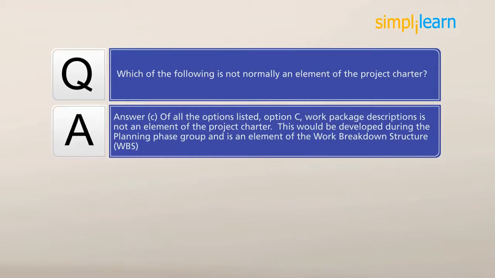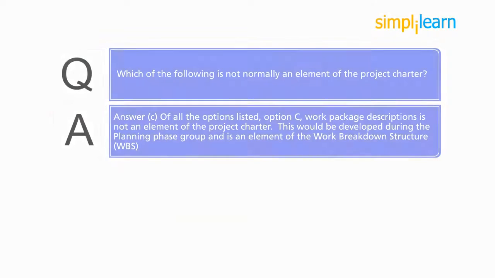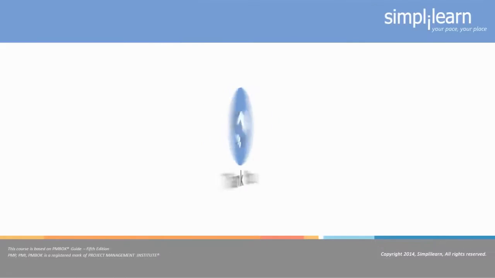The answer is C. Of all the options listed, option C, work package descriptions, is not an element of a project charter. This would be developed during the planning process group and is an element of the work breakdown structure, or WBS. Now let's review the next process group area.